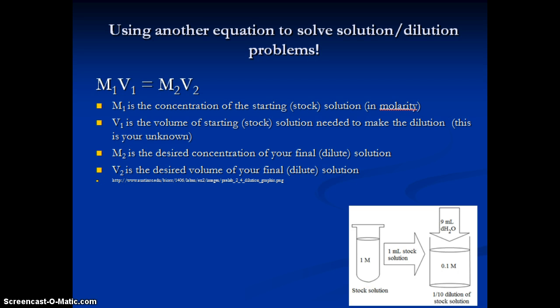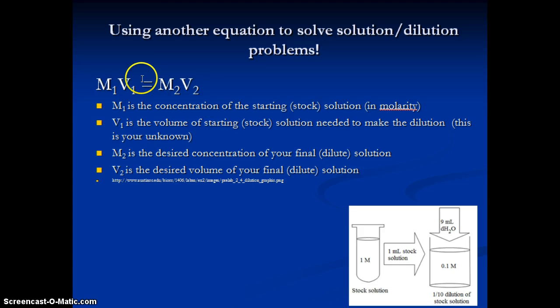So if we have an example down here in the right-hand corner, you see a stock solution, and it could be anything, 1 molar, so 1 mole per liter of solution. And if we wanted to make a 0.1 molar solution, we would just take 1 milliliter of stock solution and add 9 milliliters of D water, which is distilled water. And that would be 1/10 or 0.1 molar solution.